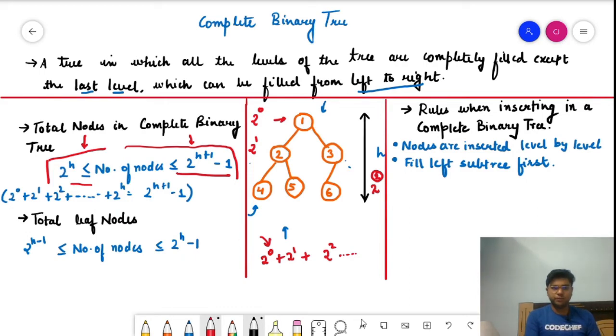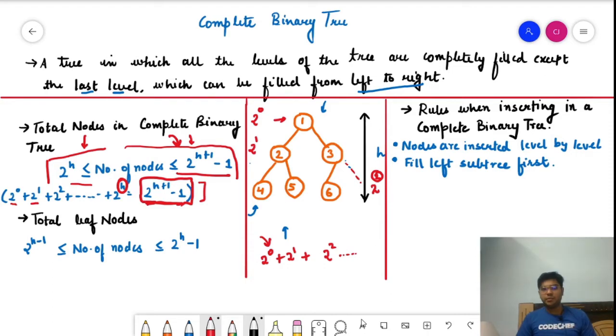We have written here 2 to the power 0 plus 2 to the power 1 up to a certain height h. What will be the sum? That is equal to 2 to the power h plus 1 minus 1. You can refer to the geometric series if you have any doubts, and you will easily be able to resolve them. So this is the formula: 2 to the power h plus 1 minus 1. By this formula we can show that at max, if this node was also there, we can have this many nodes at max. So till this level we can have the maximum nodes.